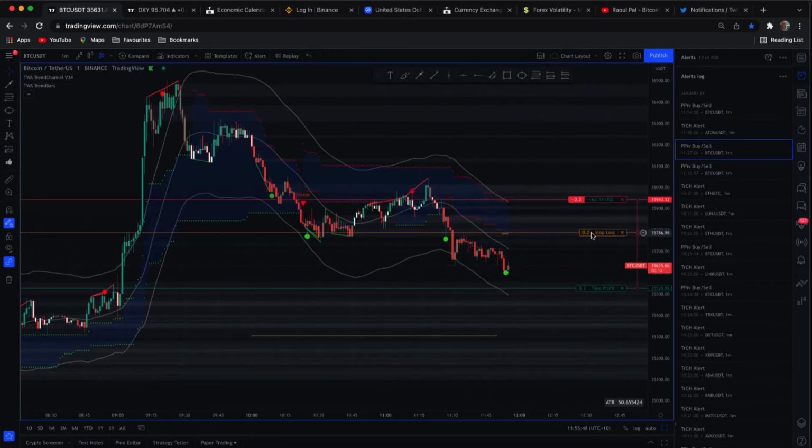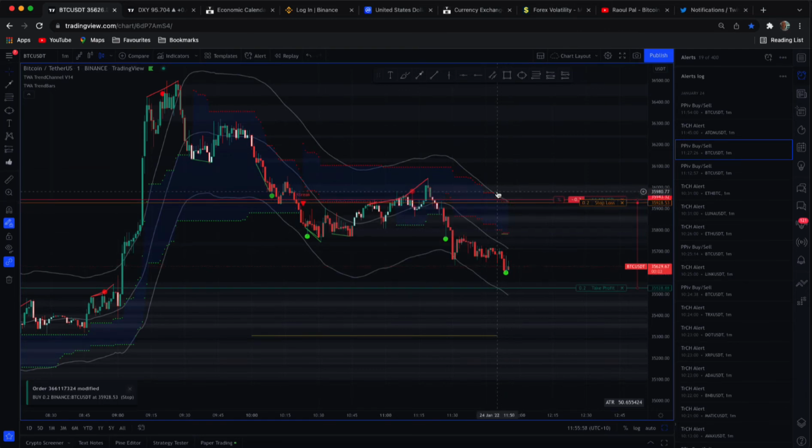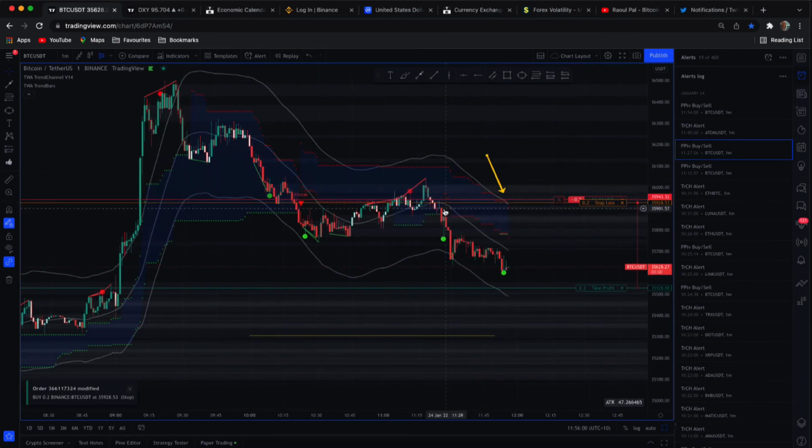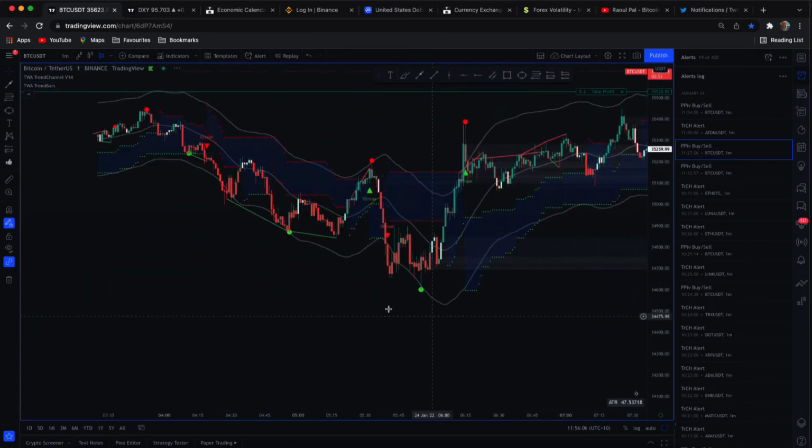The other way you could approach this, if you wanted to and you want to take the risk, is go with these dots. Okay, so we can trail using the outer cloud, or we can trail the inner cloud. So let's have a look at that, and what does that look like? Let's just say this was our, where were we?